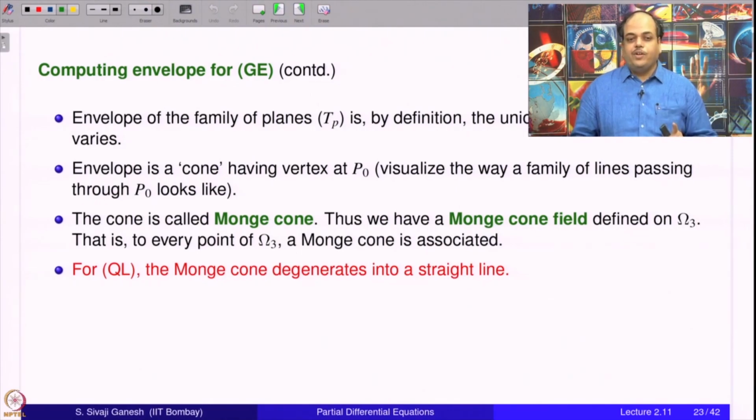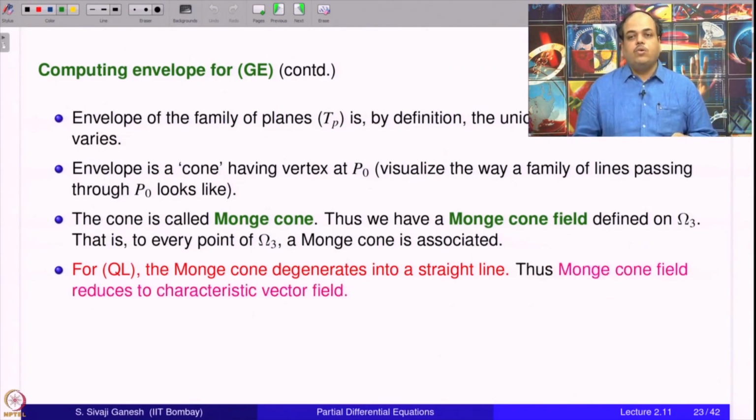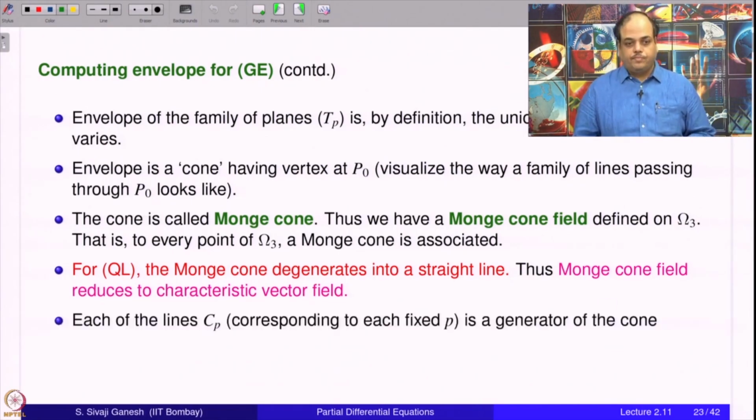For quasi-linear equations, the Monge cone degenerates into a straight line, because we observe that the envelope is actually a straight line, independent of p. So, therefore, it is just one single straight line. So, the Monge cone field reduces to a characteristic vector field in the case of quasi-linear equations.